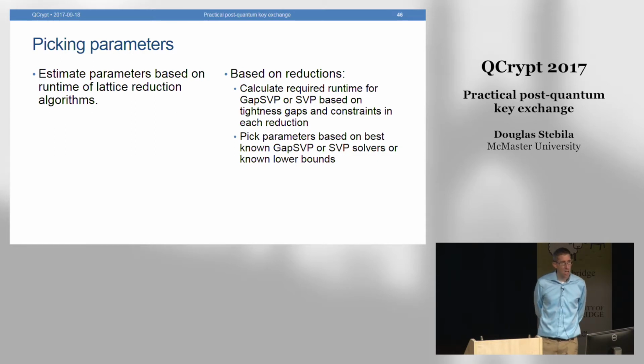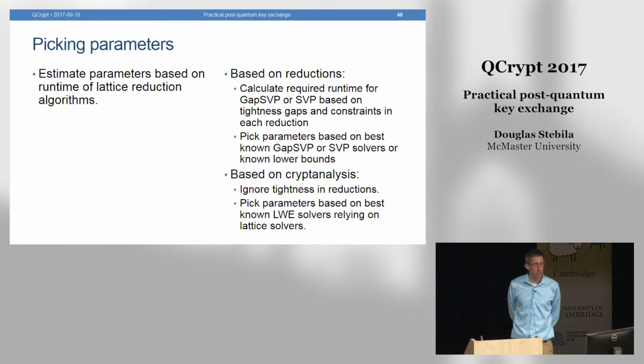An alternative approach that people are using is based on cryptanalysis. So they look at what the best known algorithms are for LWE rather than the underlying lattice problem. And it turns out that the best way of solving LWE does indeed happen to be solving the lattice problem. So they pick parameters based on the best known LWE solvers. And that allows you to use smaller parameters. And you'll see both of these approaches in techniques that people are proposing for use today.